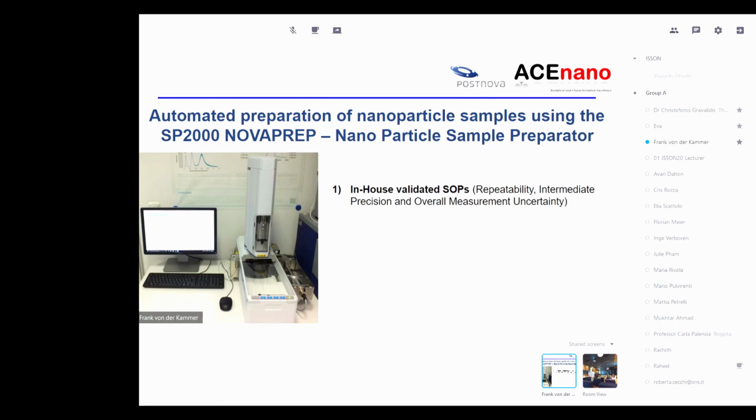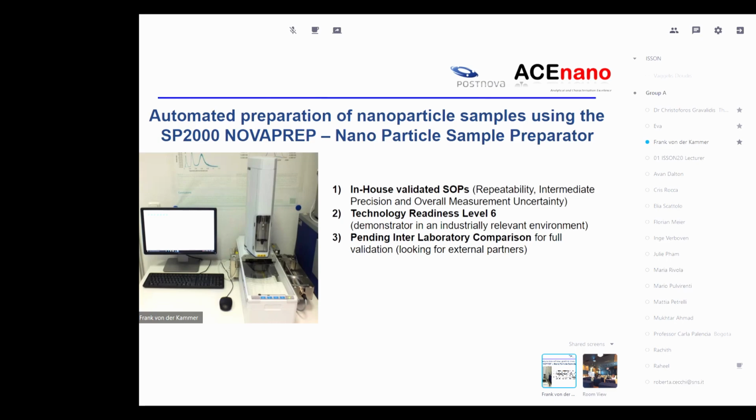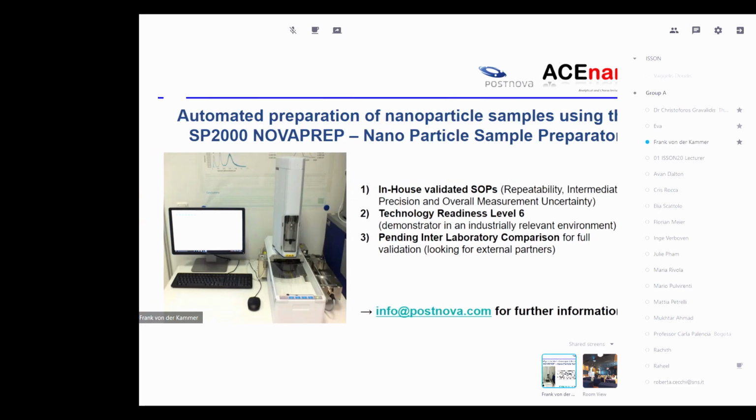So the conclusion from that is we have an in-house validated SOP in terms of repeatability, intermediate precision, overall measurement, and certainty. The technology readiness level is 6, so the demonstrator is running in a relevant environment. And we are still looking into an interlaboratory comparison for a full validation. Information is available from Postnova in Munich. Please contact them if you're interested in that device.